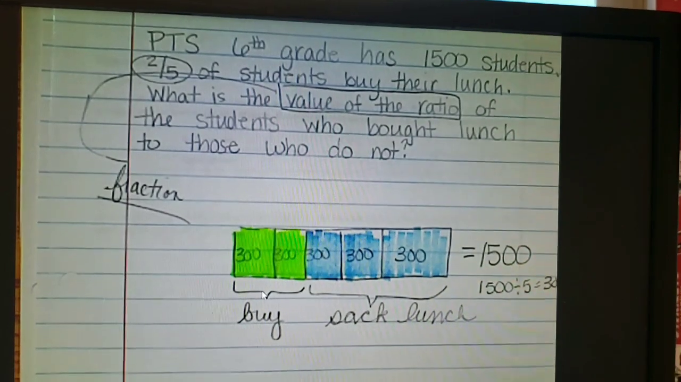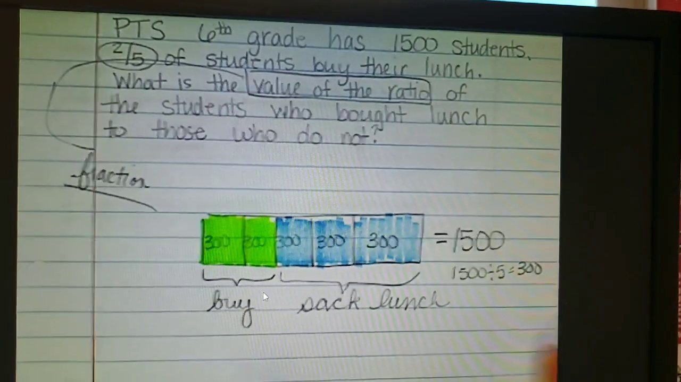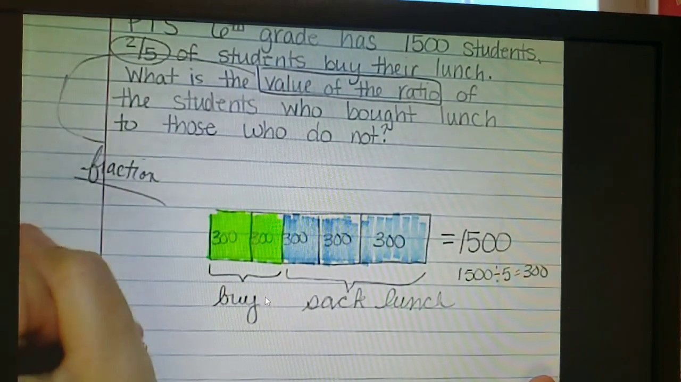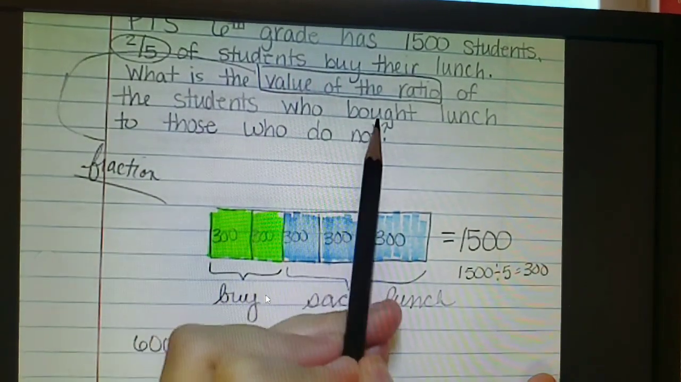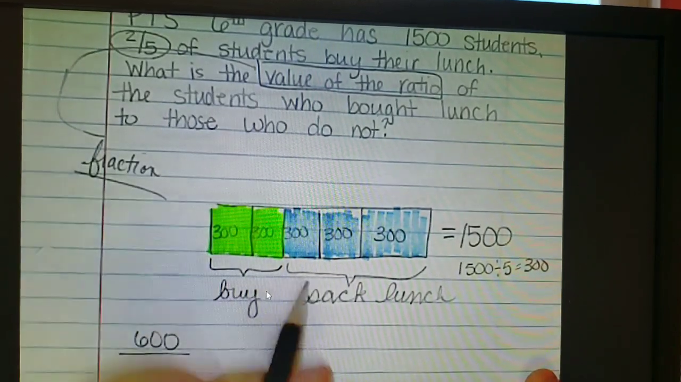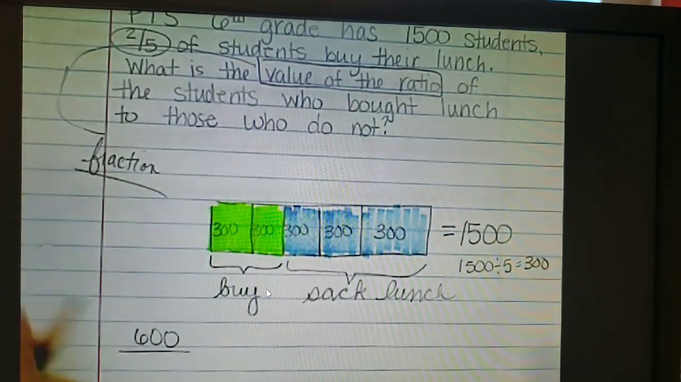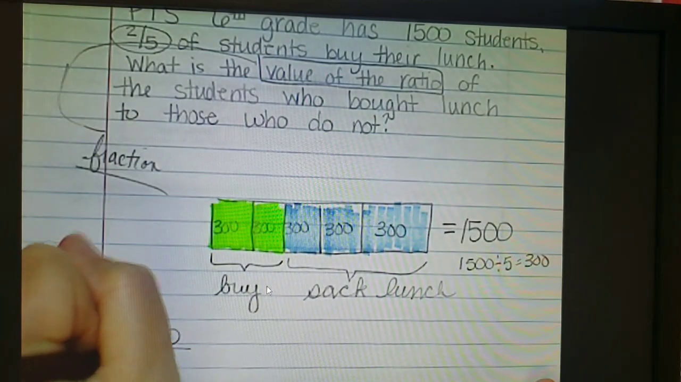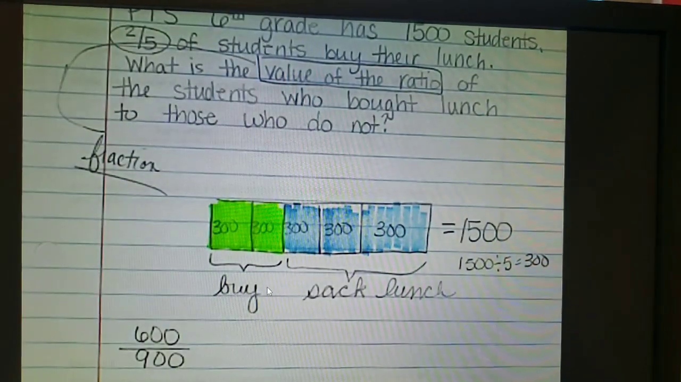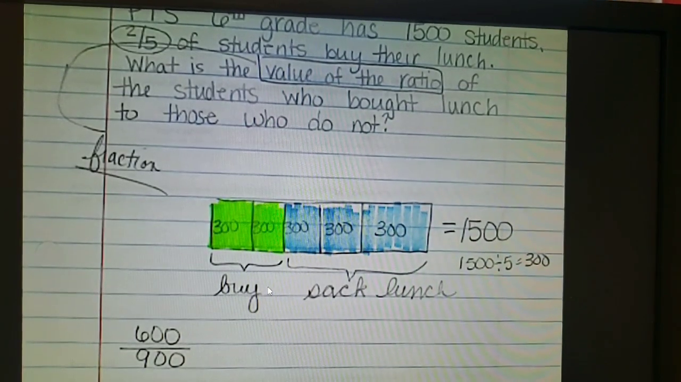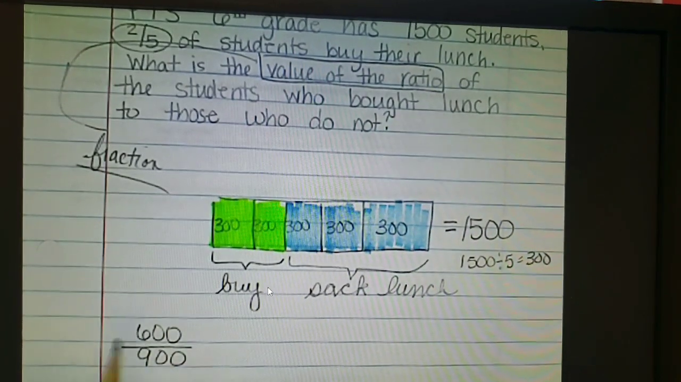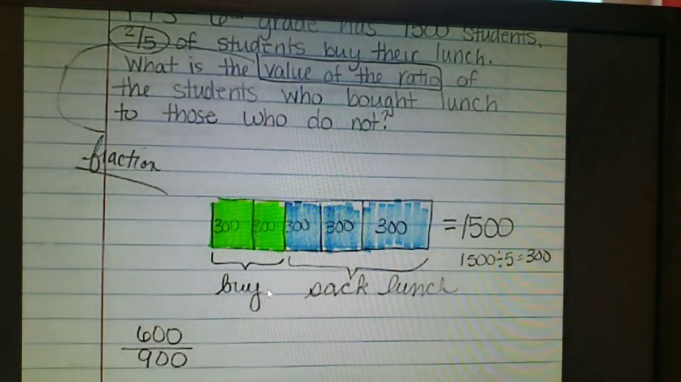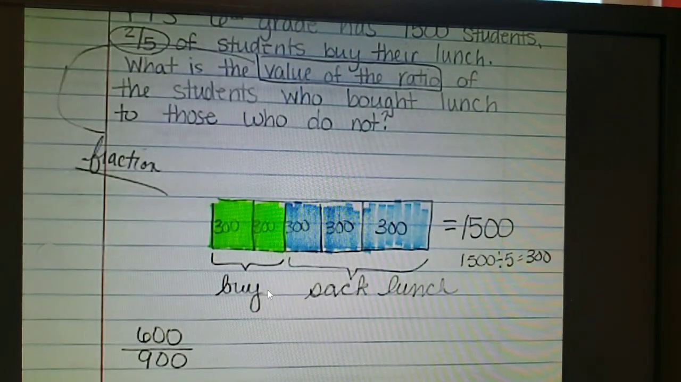Okay, so there's 2 different ways that you guys can look at this problem at this point. We can go ahead and do our buy, which would be 600 because it's who bought to who didn't. 600 over 900. Miss Brian can add. Okay, I almost said 1,200 there. All right, so we have 600 and 900. We know in life that we always reduce our fractions. We don't leave them like that.